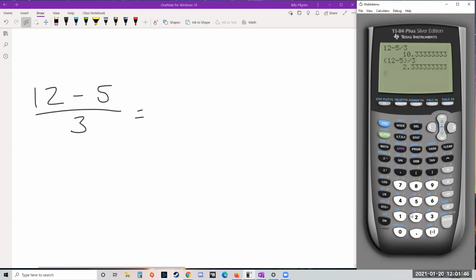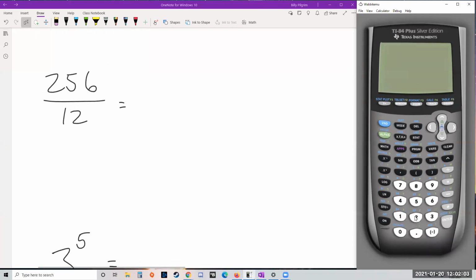That's the correct answer. Or you could do this calculation separately, do 12 minus 5, get your answer, and then if you immediately hit divided by 3, it'll take your previous answer of 7, it calls that Ans now, divides that by 3, and again you get the correct answer.